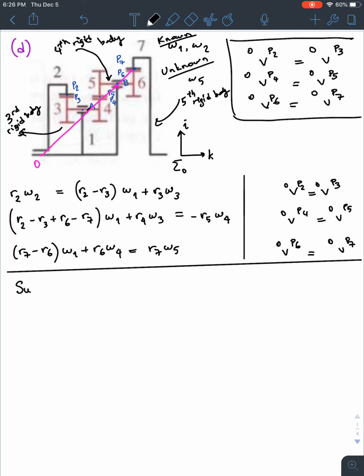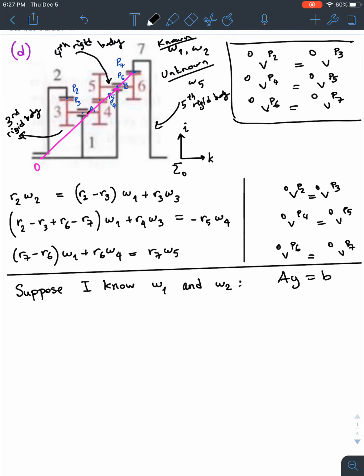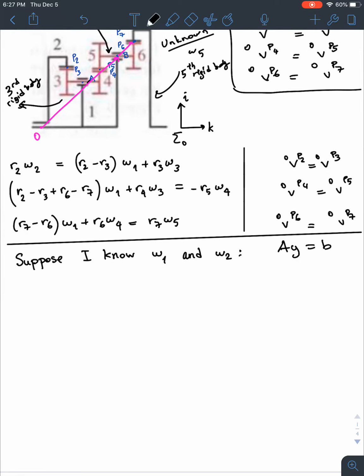Okay? So suppose I know omega 1 and omega 2. Then this means the terms with omega 1 and omega 2 will be on the right hand side of an equation of the form A times y equals b. y will contain our unknowns. So what are our unknowns? Well, our unknowns are omega 3, omega 4, and omega 5, right? So I'm going to have a matrix that's going to multiply our unknown vector, which is omega 3, omega 4, and omega 5. Going to give me some vector that is multiplied by omega 1 plus some other vector that's going to be multiplied by omega 2, right?